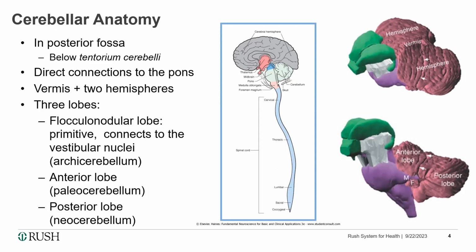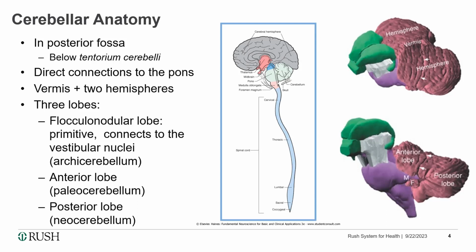So let's start first with cerebellar anatomy, and this is just a reminder of what part of the brain we're talking about. The cerebellum sits in the posterior fossa below the tentorium cerebelli, and you can see in the middle of this slide the light green area illustrating the cerebellum. This view reminds us that there's direct connection to the pons, and on the far right of this slide, you can see what the anatomy of the cerebellum looks like in a 3D version. There is a vermis of the cerebellum in the middle, and then there are two hemispheres on either side.